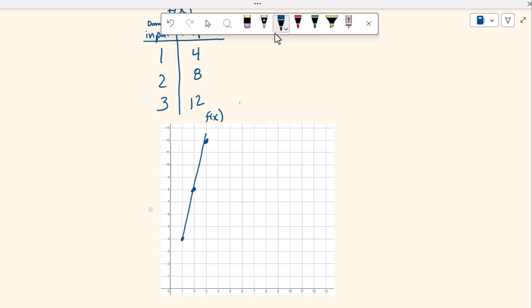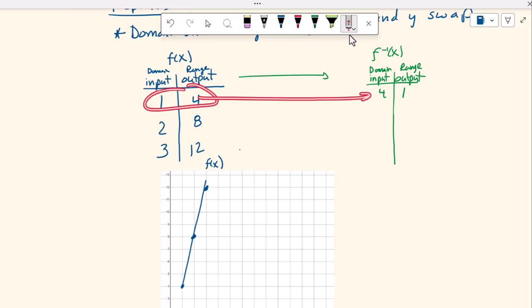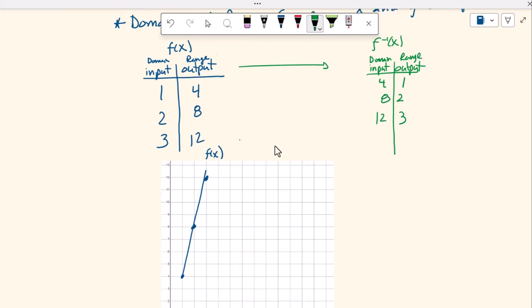Okay, now let's come up here and look at the inverse. If I look at f inverse of x, like we said, the domain and the range swap. Again, instead of getting tied up with x's and y's, I'm going to think of this as input and output. And if you want to also consider that as domain and range, you can. So this would be (4, 1), and that switches from (1, 4). Then we'd go to (8, 2) and (12, 3). So let's go ahead and plot these points.